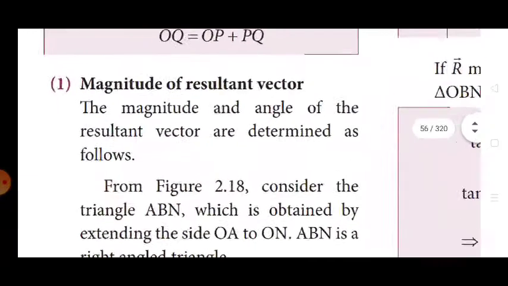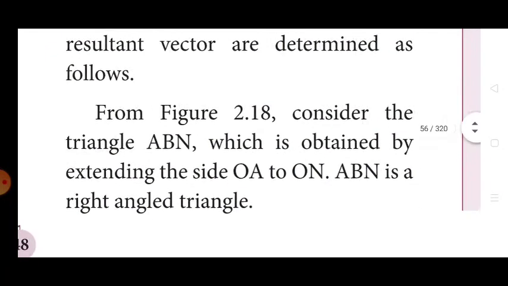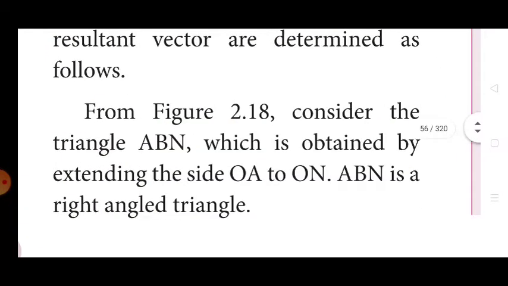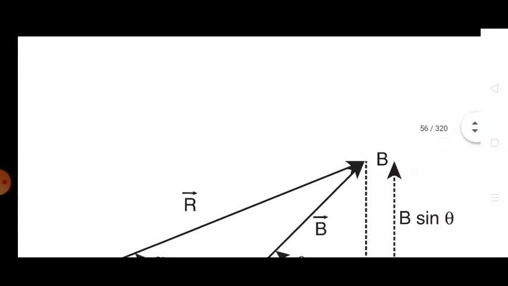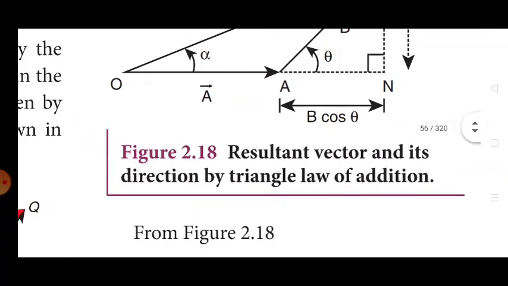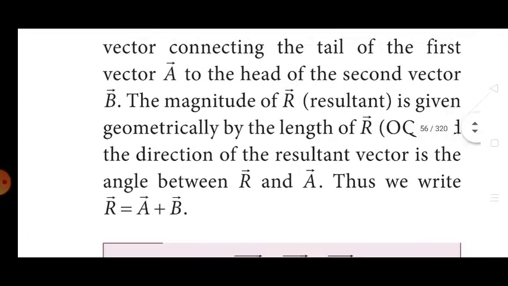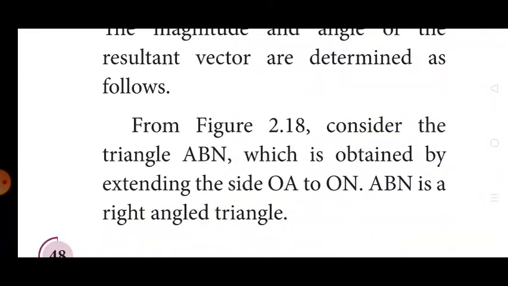Now we have to find the magnitude of the resultant vector. The magnitude and the angle of the resultant vector are determined. Consider the triangle. We have to see diagram 2.18. Then we will easily understand this. Consider the triangle OBN, which is obtained by extending the side OA to ON, and OBN is a right angle triangle.